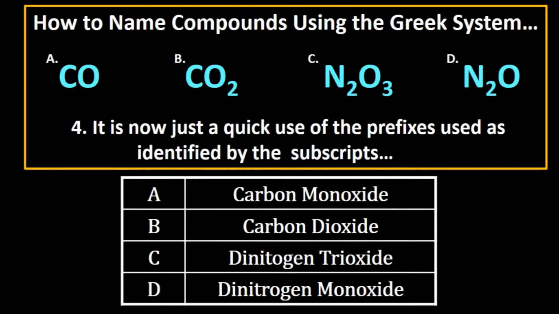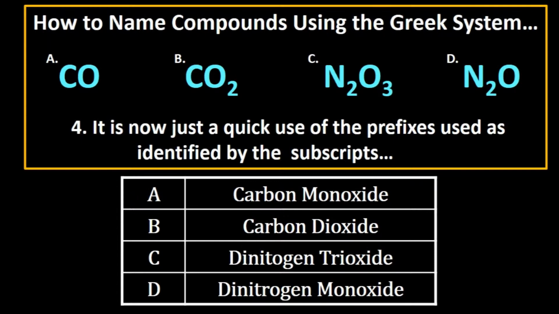So A would be carbon monoxide. You do not use mono for the first component if there's one there. The idea is there's one there if you don't use a prefix. B is carbon dioxide, which is quite common to you, then dinitrogen trioxide, and dinitrogen monoxide. So those are the four examples.